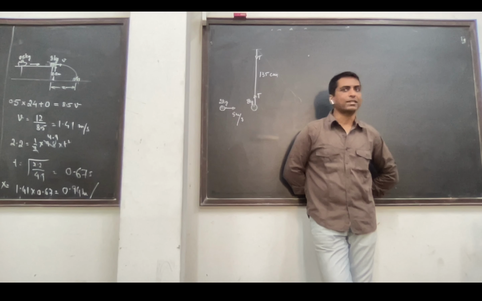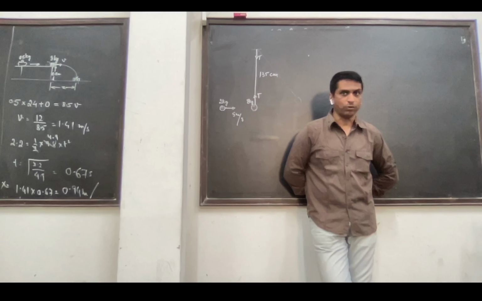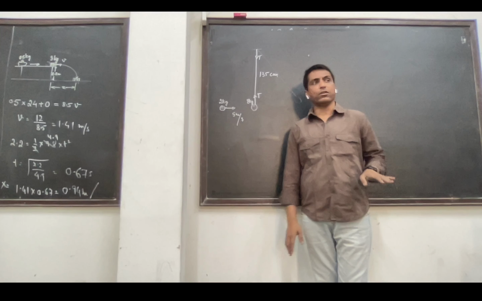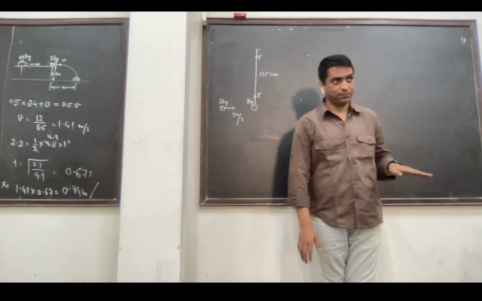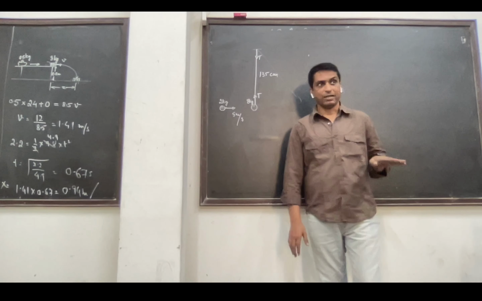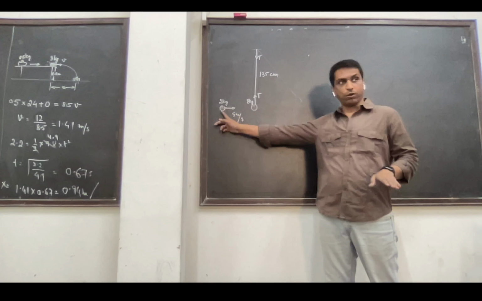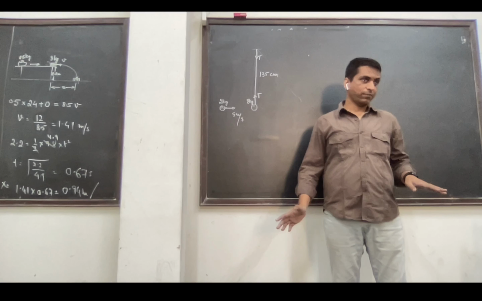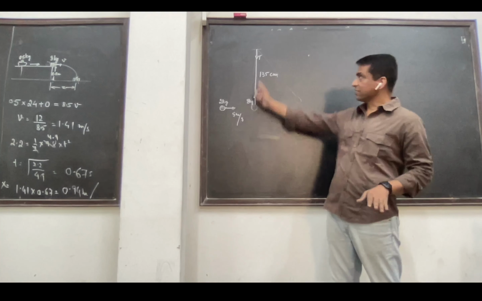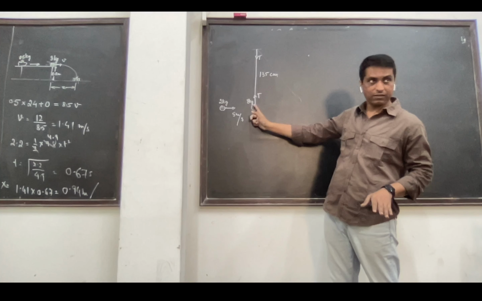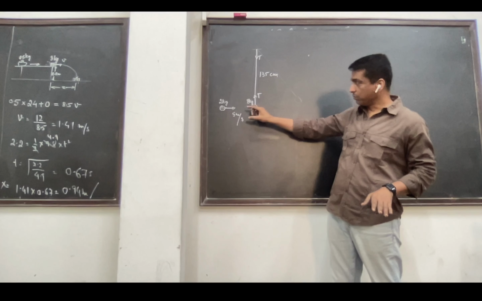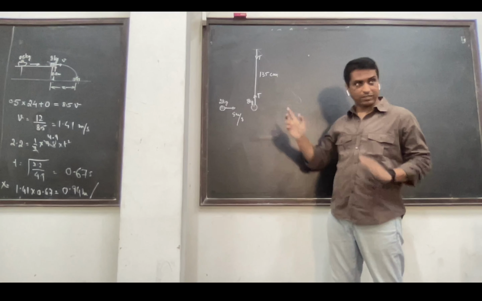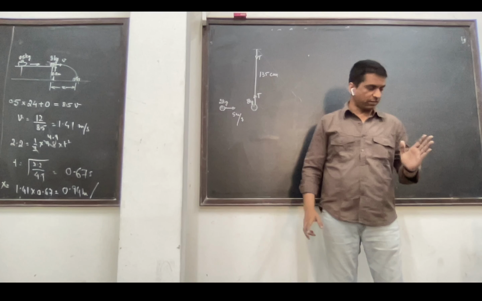In a small time delta t after collision, when the ball moves, it will not move in the same direction as that of the motion of the small ball. Why? Because this is suspended. This length is fixed. So it will not move horizontally after collision. That means its velocity will change its direction.